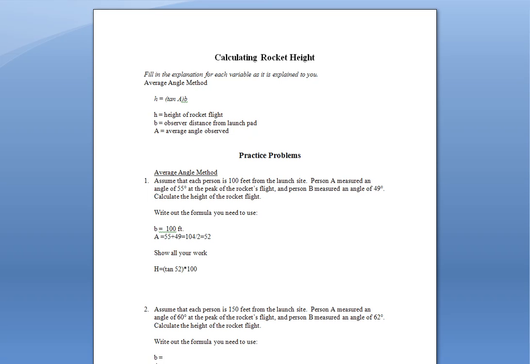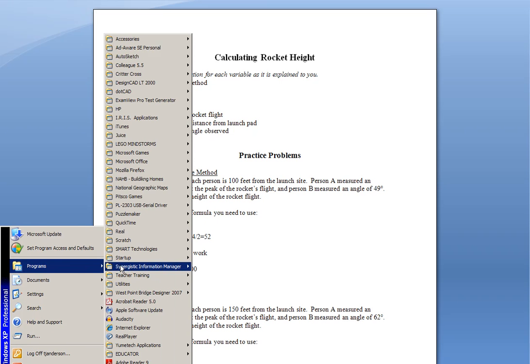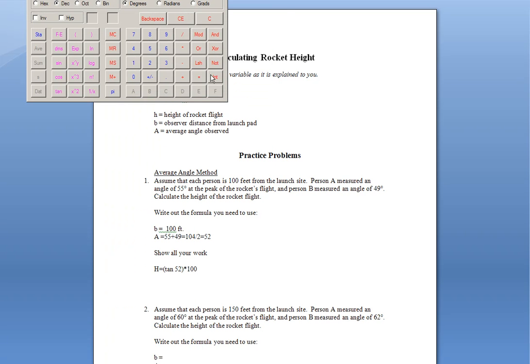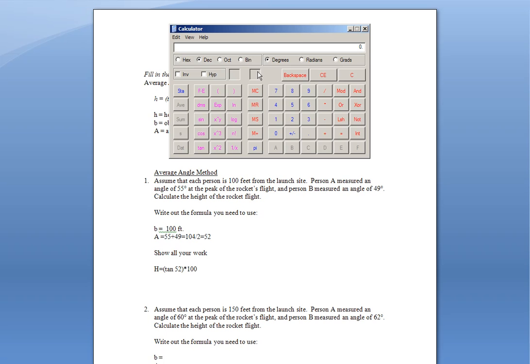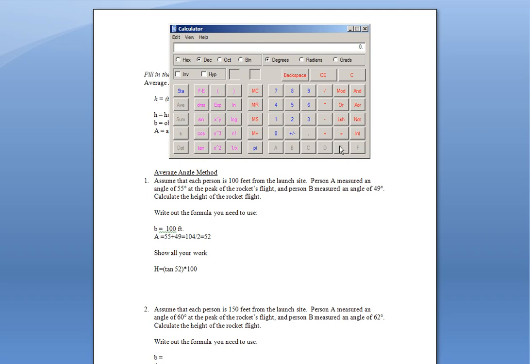And when you plug that into your calculator, let's look at it right here. If I plug it into a calculator, start, programs, accessories, calculator. Make sure that you're viewing it as a scientific calculator. If this is what you see, make sure you're viewing it as scientific. To plug this into the calculator, you have to type in the angle first, 52, hit the tangent button, and then multiply it by 100 equals, and there's your answer right there.